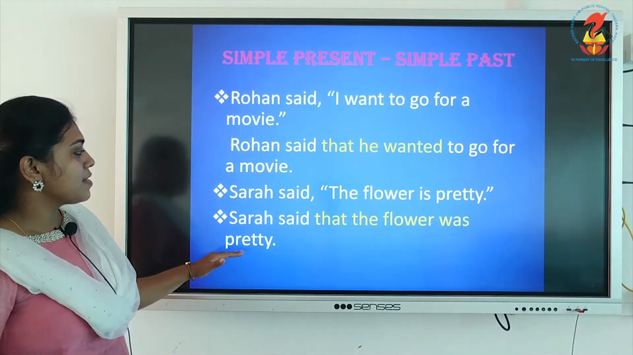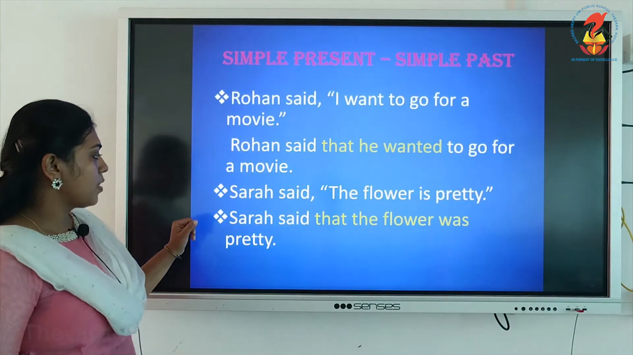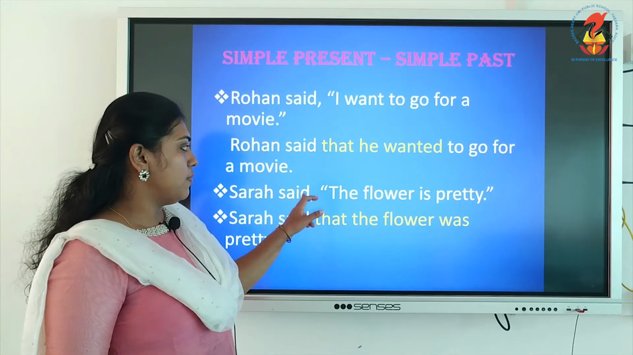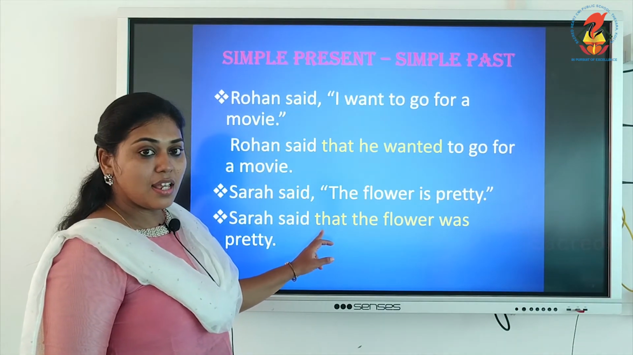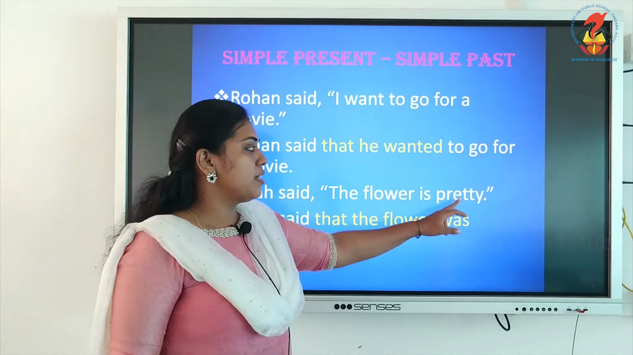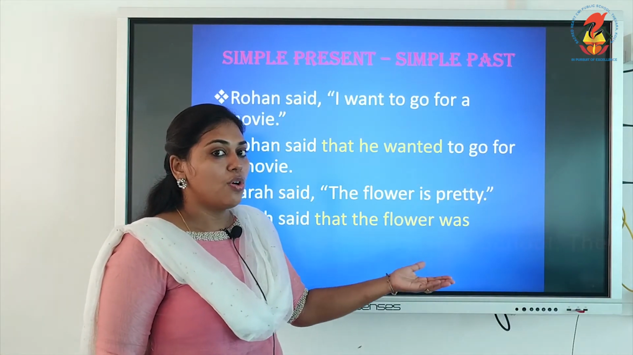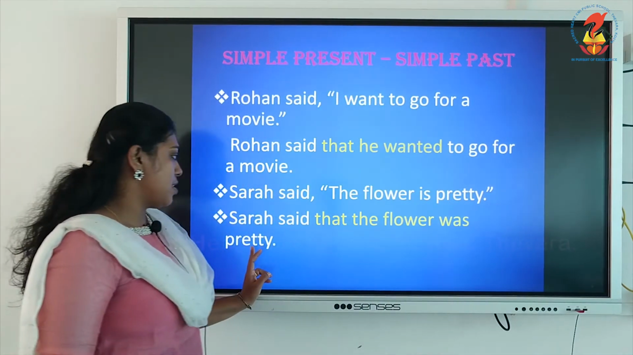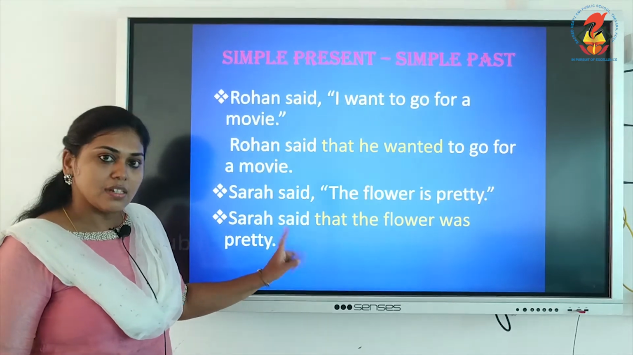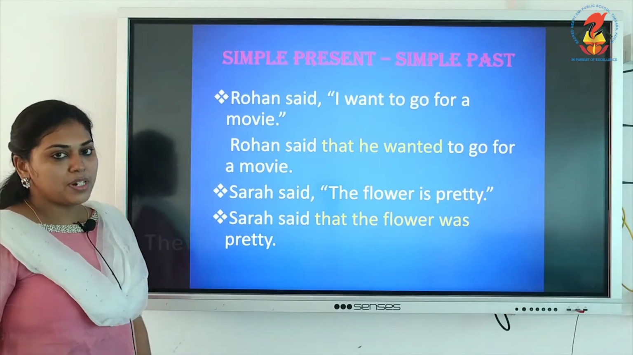Okay. Now the next sentence is Sarah said, the flower is pretty. So how will you change? Sarah said. We remove the inverted comma and we write it as that. Sarah said that the flower is pretty. See, is has come here. So what did we learn? When is comes, we have to change it into was. So the flower was pretty. Don't forget that only if the reporting verb is said, we have to change the tense.